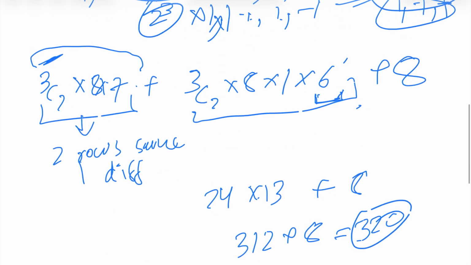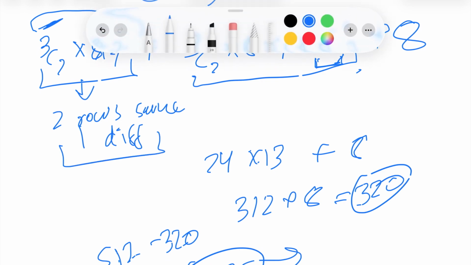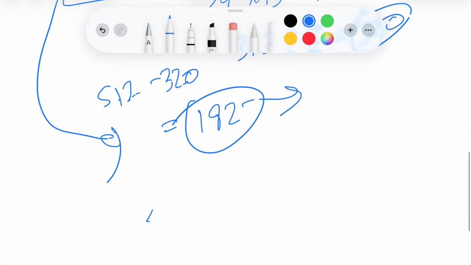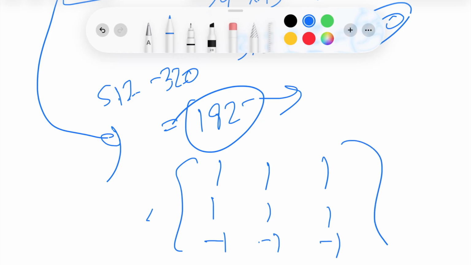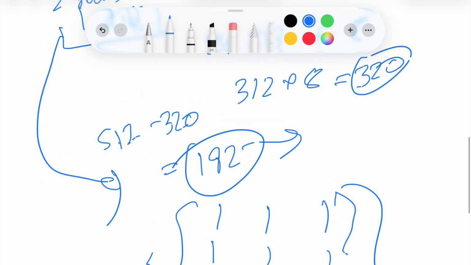Okay, I'm recording this part later. Many of you might have the doubt in this 2 rows same, 1 row different. Many of you might say that there's the case of double counting, like for example 1 1 1, 1 1 1 and minus 1 minus 1 minus 1, right? 2 rows same, 1 row different, right? So you might say this is double counting, but no, this is not double counting.